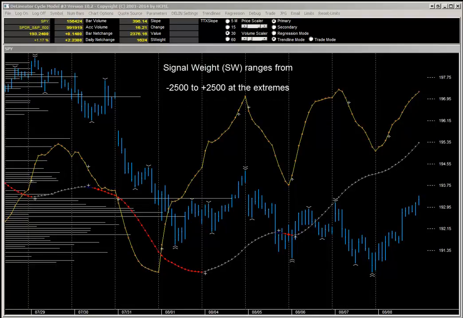Signal weight ranges from a negative to a positive level, from about minus 2,500 to plus 2,500. When it's between minus 500 to plus 500, it's considered weak. When it's between 500 to plus or minus 750, it's considered moderate. When it's above plus 800 to about plus 1,200, or minus 800 to minus 1,200, it's considered strong. Above plus or minus 1,200, it's very strong, and when it's above plus or minus 2,000, it's extremely strong.